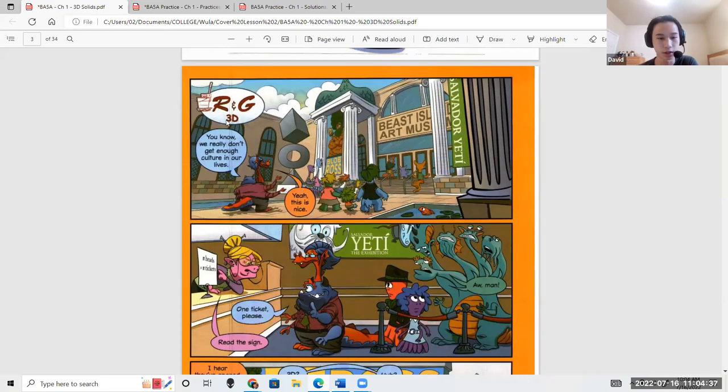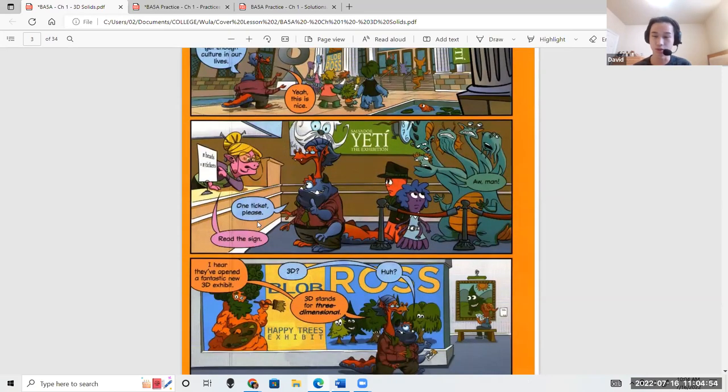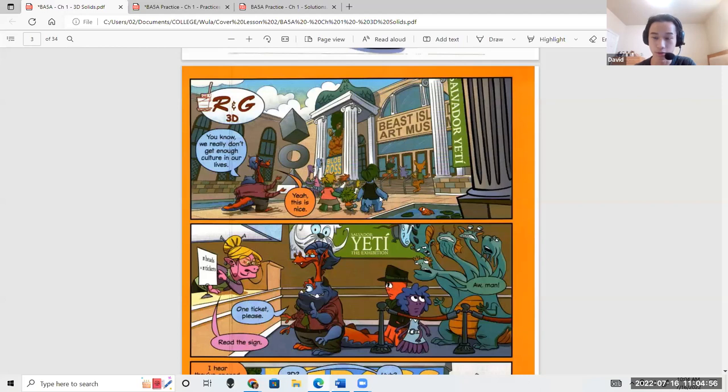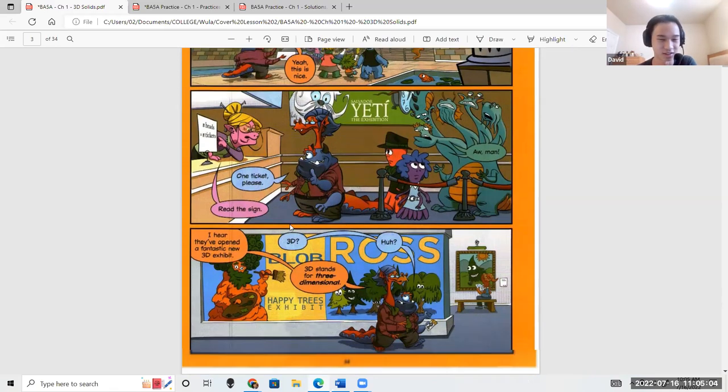Here we have R and G 3D. I'll read through it quickly with you. We have our two-headed monster friend over here. He says, we really don't get enough culture in our lives. The other guy says, yeah, this is nice. They try to buy a ticket. They're entering a museum, it seems, an art museum. They have to pay for tickets based on how many heads they have, so our Hydra over here has to pay for a lot of tickets, unfortunately.